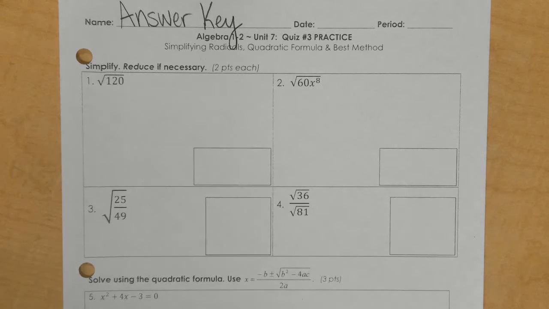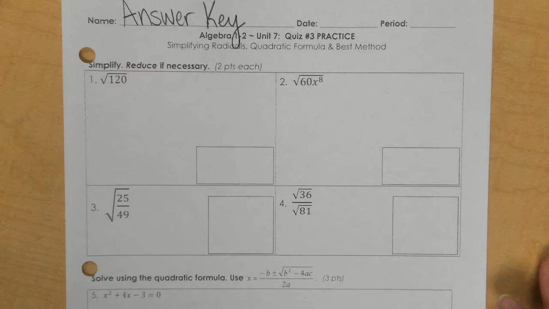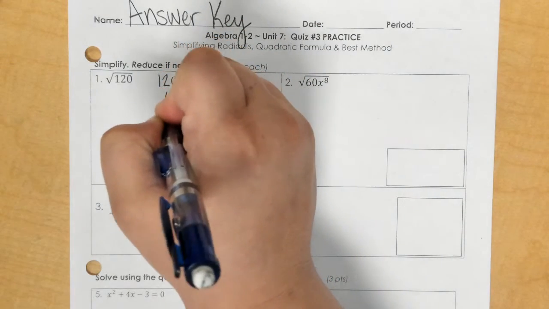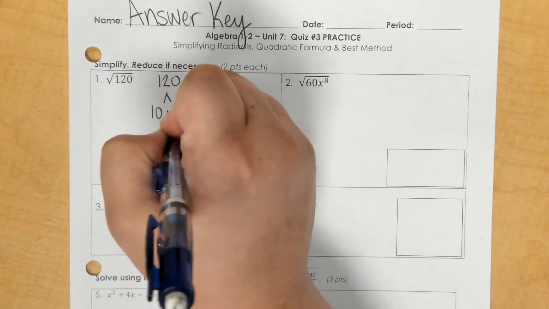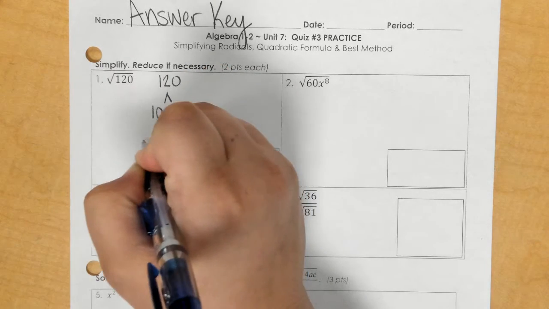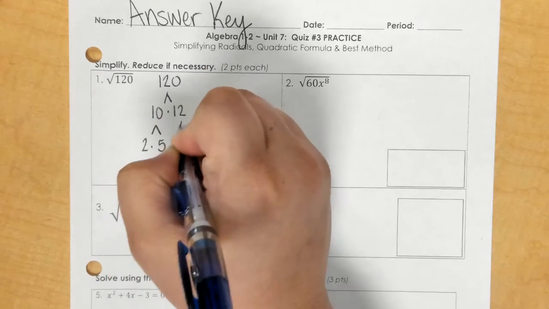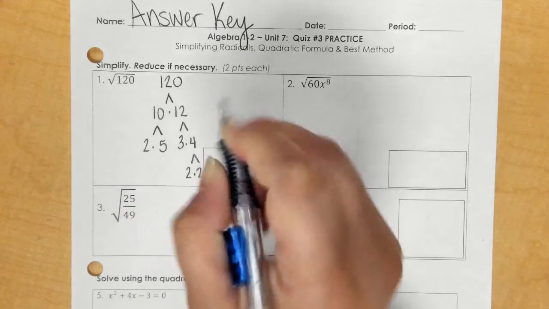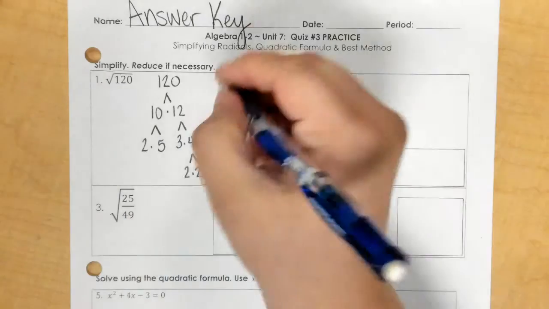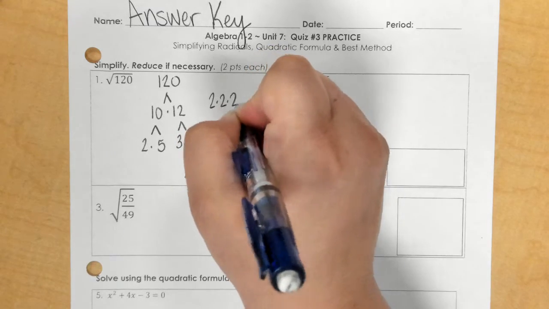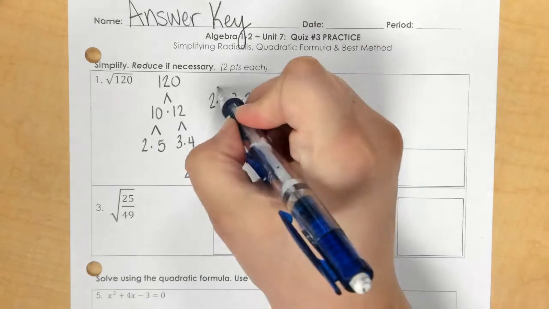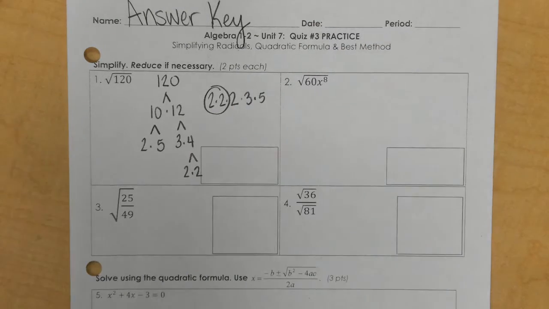For the quiz 3 practice, number 1 through 4 is just simplifying radicals. So for number 1, I would go ahead and break down 120 using 10 and 12. And then I would write the numbers at the end of my branches in order. So I have 3 2s, a 3, and a 5. And then I would find all my pairs. So it looks like I only have one.